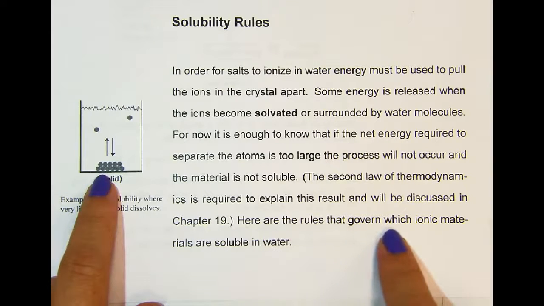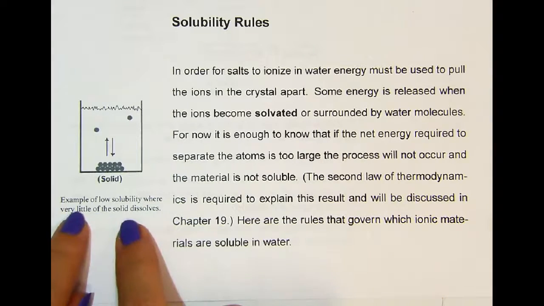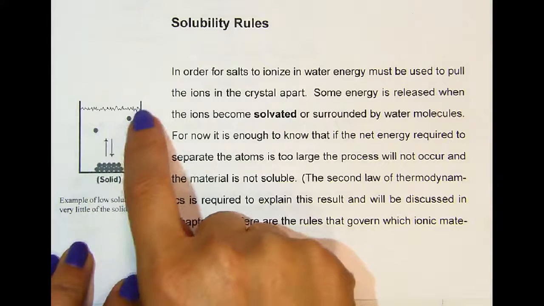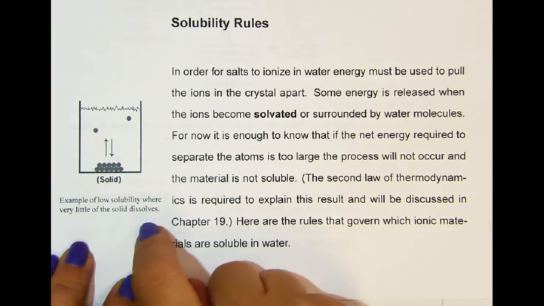Here are the rules that govern which ionic materials are soluble in water. Note the diagram at the left: you have mostly solid here and very few particles there, which would mean this has a low solubility. Very little of the solid dissolves.